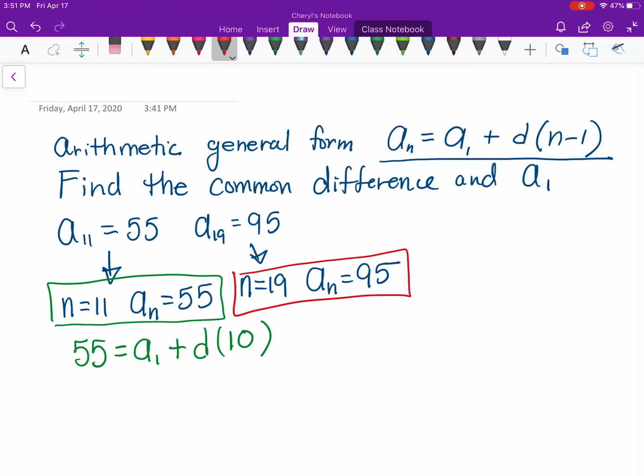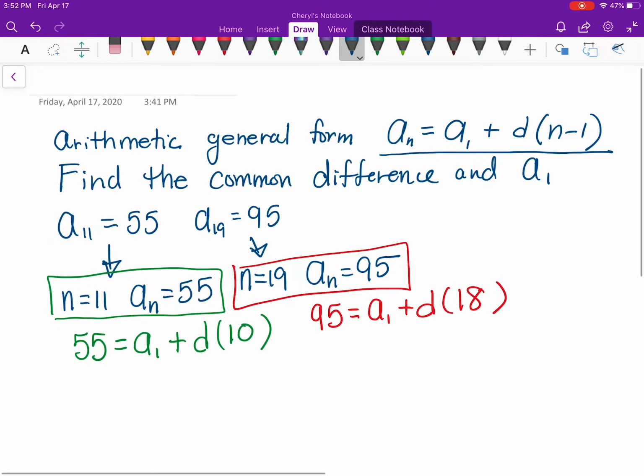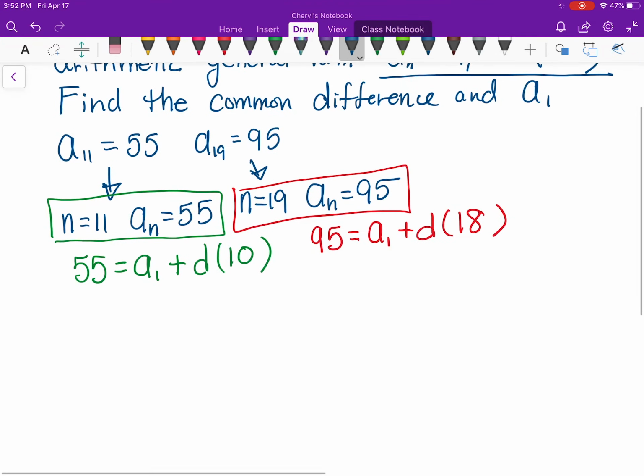In the case for a19, that means n is 19 and an is 95, so I'm going to make another equation. I'm going to have 95, which is my an, is equal to a1, which we don't know, plus d, which we don't know. And then in parentheses, I have to put n minus 1. In this case, n is 19, so n minus 1 would be 18. So now I have two equations and two unknowns. So I'm going to line them up.